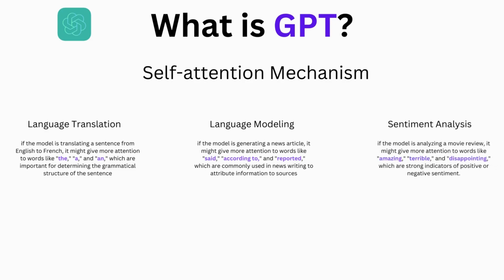When analyzing the sentiment of a piece of text, self-attention mechanisms might allow the model to pay more attention to certain words or phrases that are indicative of the overall sentiment of the text. For example, if the model is analyzing a movie review, it might give more attention to words like "amazing", "terrible", and "disappointing", which are strong indicators of positive or negative sentiment.